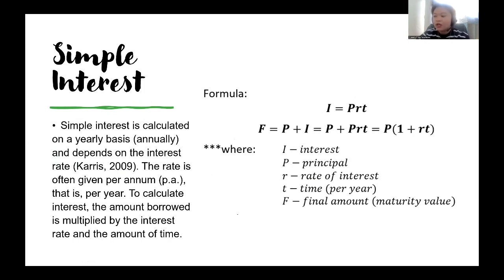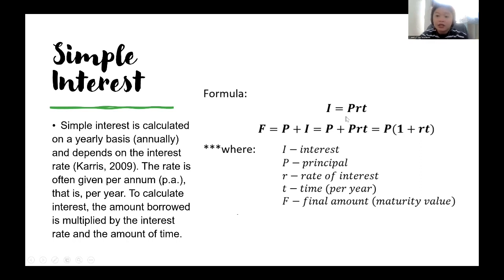The basic foundation of interest is simple interest. It is calculated on a yearly basis, and of course it has a rate. Since the rate is annual, we call it per annum. To calculate the amount borrowed, you have the principal. The interest will be equal to the principal times the rate times the time. And remember, your time here is always in year units.